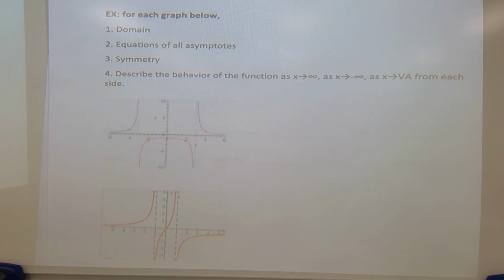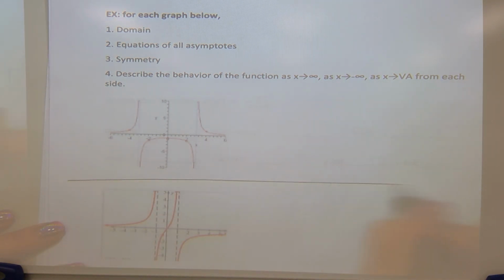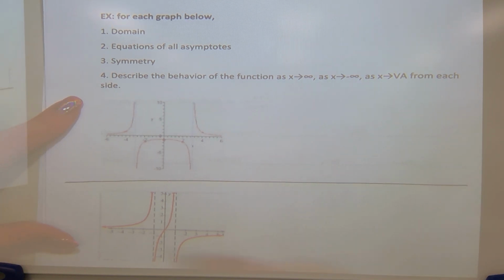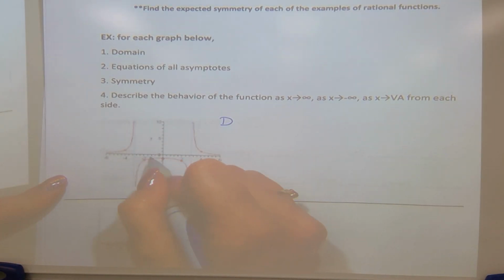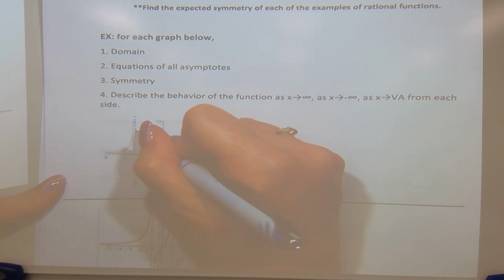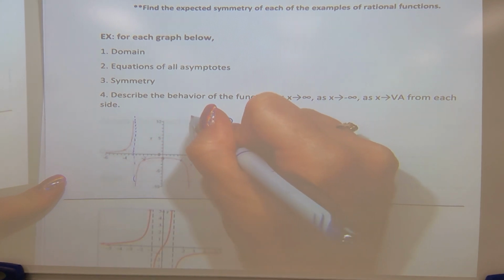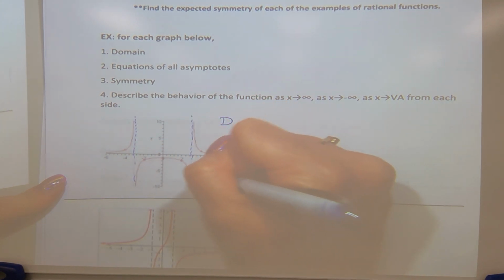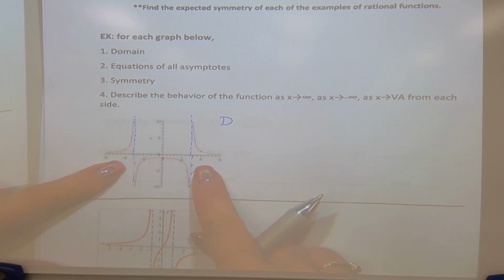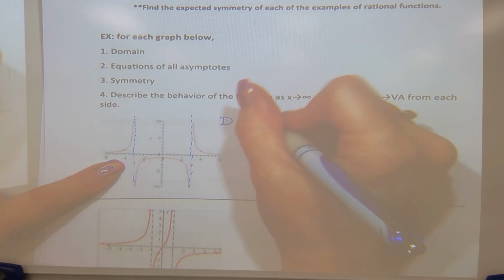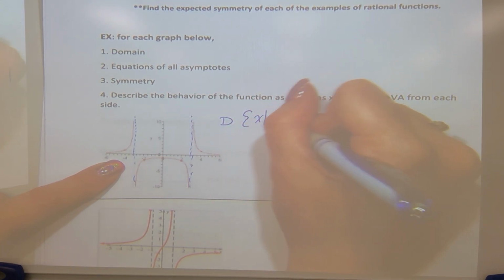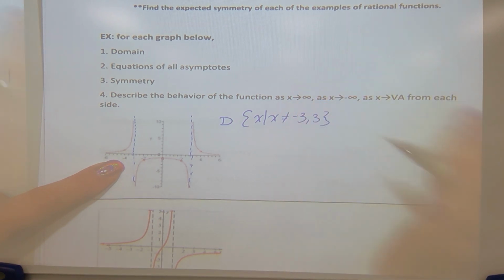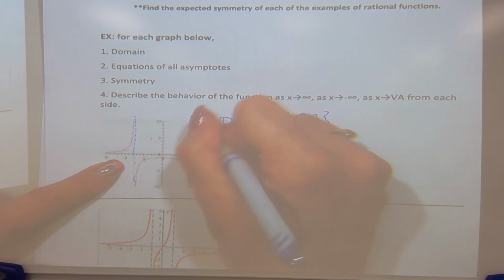Okay, so for this first graph, domain. Well, I can see that my function has a vertical asymptote here and a vertical asymptote here. And I can be fairly confident that those fall at positive and negative 3. So my domain excludes only those values. My domain is all values of x such that x is not negative 3 or positive 3. That's number 1, the domain of my function.